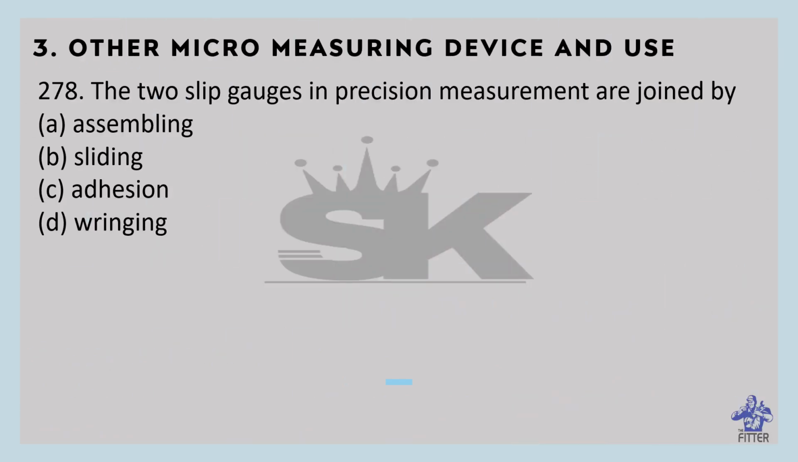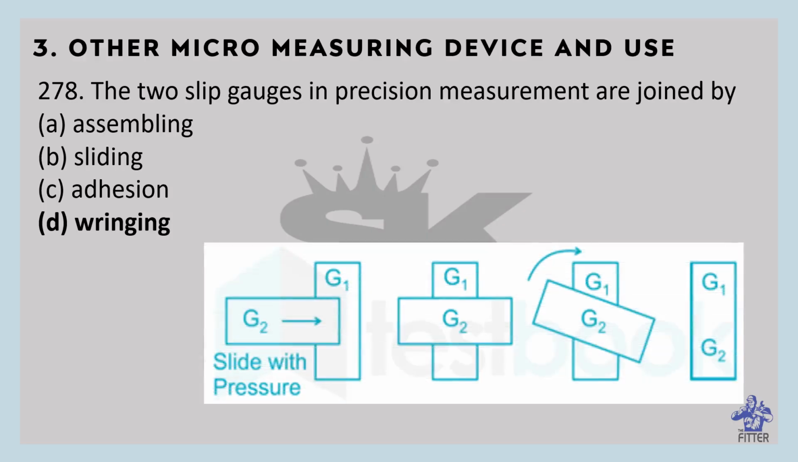The two slip gauges in precision measurement are joined by ringing. So this is how the two slip gauges are joined. This process is called ringing. First you have to slide with pressure like this. One is vertical, one is horizontal, making a plus symbol, and turn it. Turn like this, and it will join.